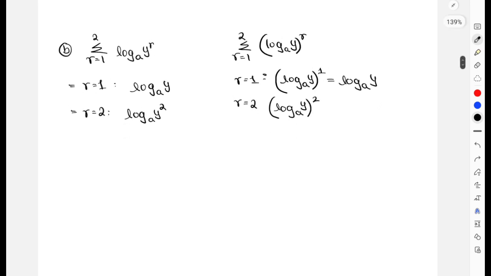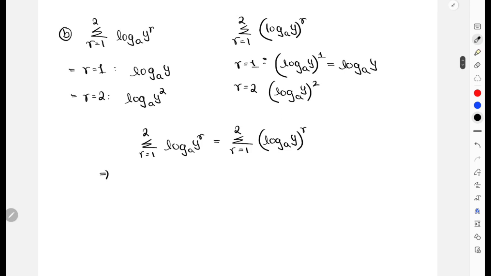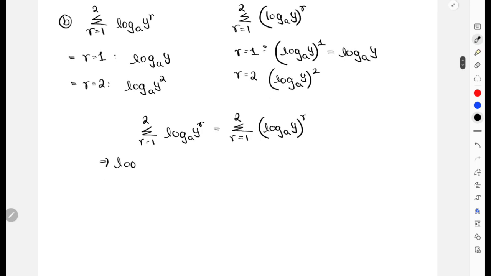Now, since the equation was in this format, I can write that the summation of r equals 1 to 2 of log base a y to the power of r is equal to the summation of r equals 1 to 2 of log base a y whole power r. Summation means addition of the two terms, right? So we're going to write log base a y plus log base a y square is equal to log base a y plus log base a y whole square. We can clearly understand if we take these two together, they will be subtracted from each other, so they will just cancel each other out.